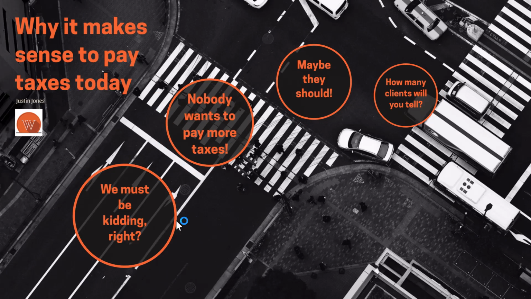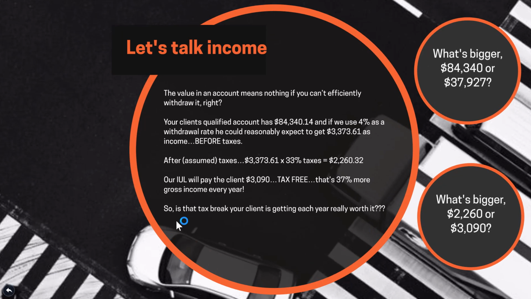Well, let's go ahead and talk about income for a second, because ultimately the size of that account doesn't mean anything if you can't efficiently withdraw money from it. So if your client's going to take money from that qualified account, and let's say he's using a 4% rate of withdrawal, there's a lot of research out there that says 4% is too high now based on current market conditions, that it should be less than 2%. But since 4% is kind of an old retirement rule, a retirement standby, let's go ahead and use that.